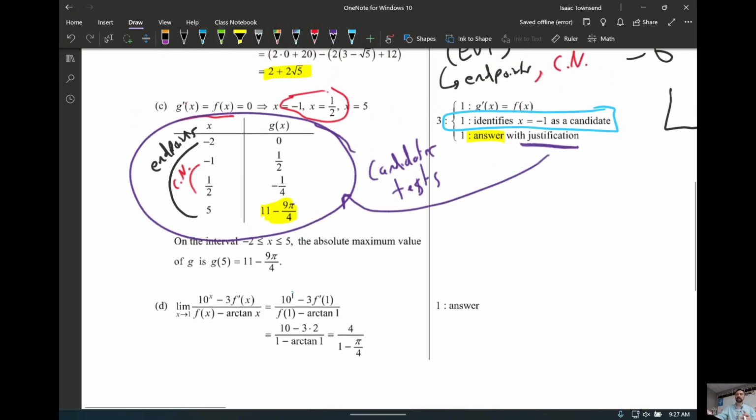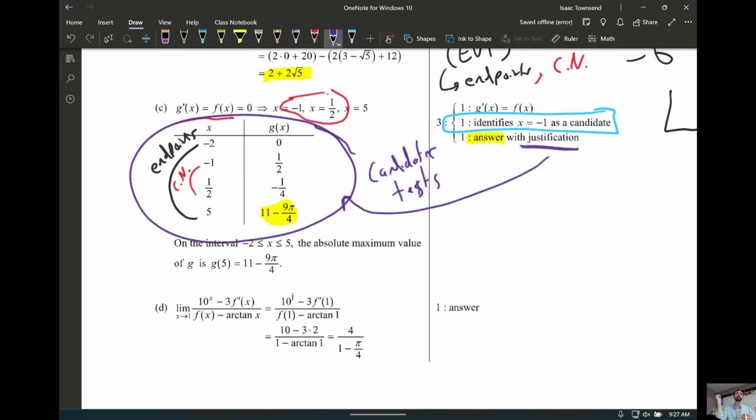Again, I'm not saying that candidates test is the only way to get the justification point. I'm just saying it's the easiest. It's the least problematic.